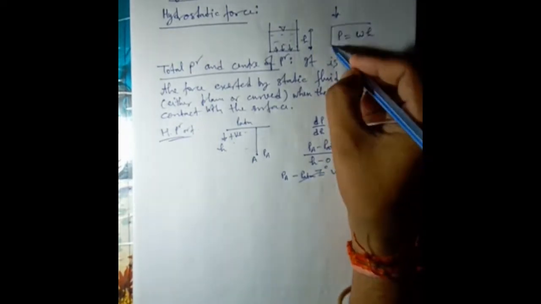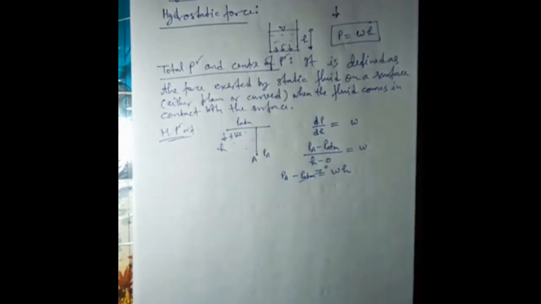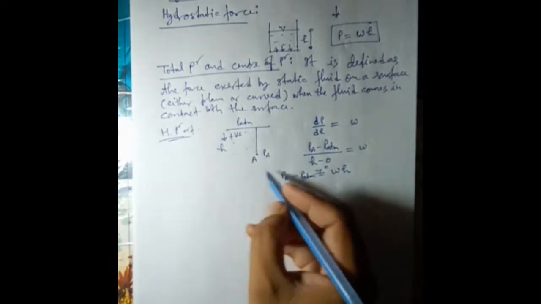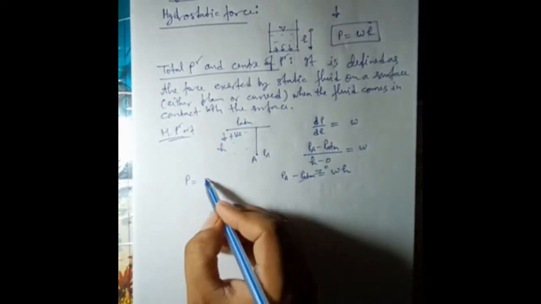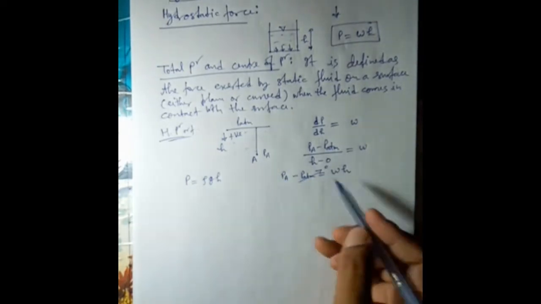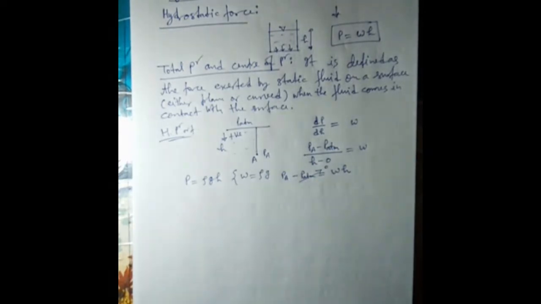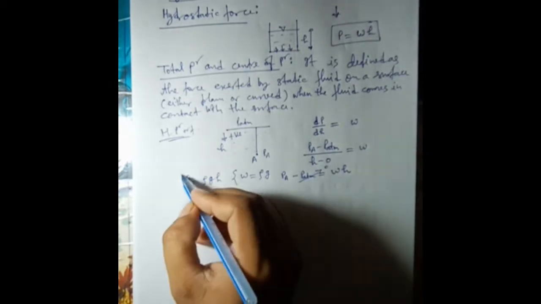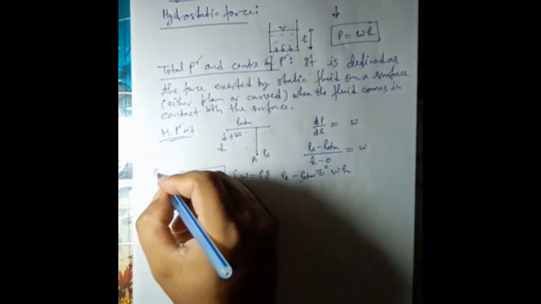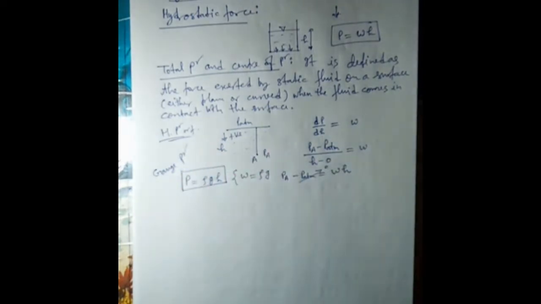Therefore we find the pressure of water exerted on the surface of the container is equal to W into H, where W is the specific weight and H is the height of the water column. Similarly, Pa is written as rho g h, since specific weight W is equal to rho into g, density of water into gravitational acceleration of the earth, which is also called gauge pressure.